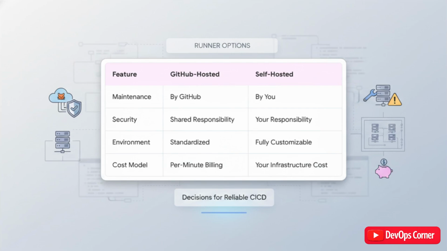But if you need more control, like that special GPU or access to a private database, you're going to need self-hosted runners. Here, you provide the infrastructure and you have absolute control. But that control comes with responsibility. You own the maintenance, the security, and the cost of that machine.